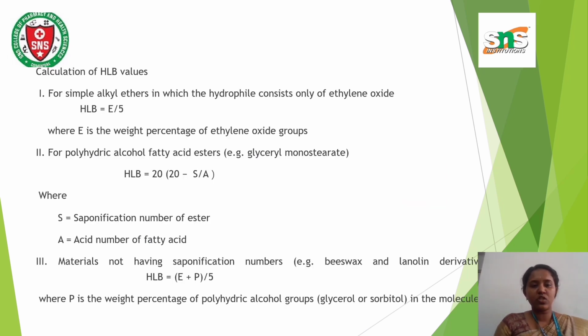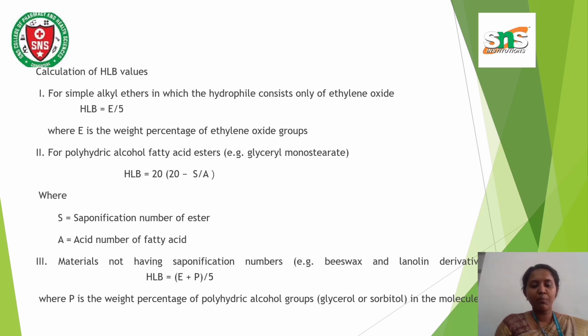Calculations of HLB value. For a simple alkyl ether in which the hydrophilic portion consists only of ethylene oxide, HLB equals E by 5, where E is the weight percentage of ethylene oxide groups. Second, for polyhydric alcohol fatty acid esters, for example glyceryl monostearate, HLB equals 20 times (1 minus S by A), where S is the saponification number of the ester and A is the acid number of the fatty acid.